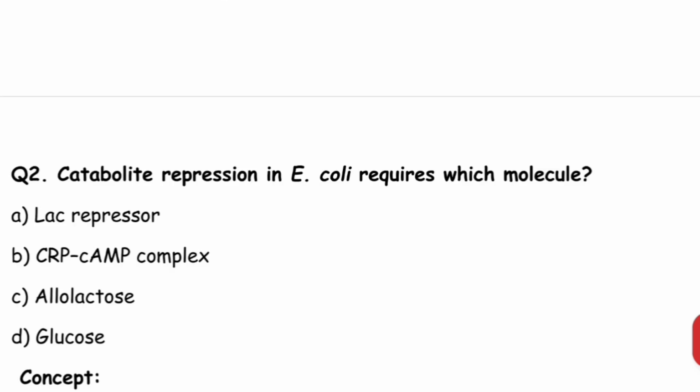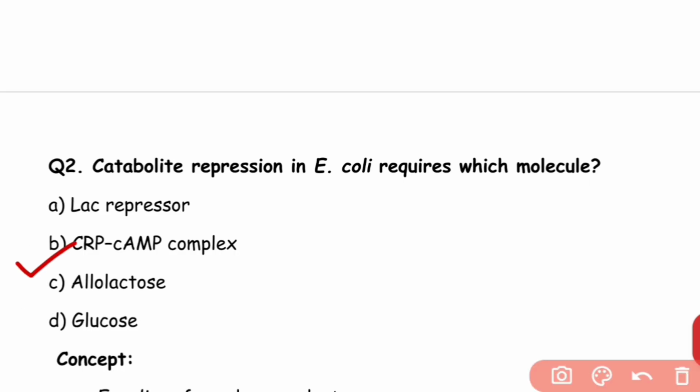Catabolite repression in E. coli requires which molecule? A. Lac repressor, B. CRP-cAMP complex, C. Allolactose, and D. Glucose. Again, the correct answer is the CRP-cAMP complex. Now, why is it the correct answer?